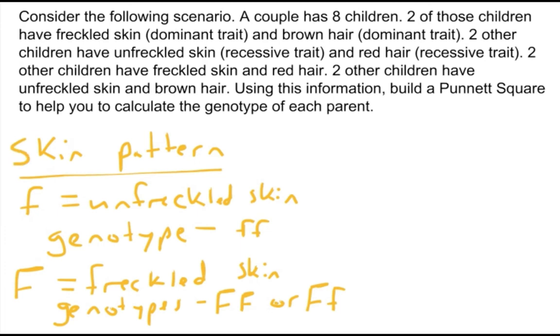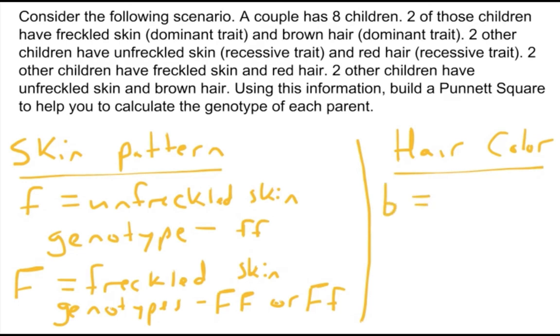Now, let's take a look at the second trait, hair color. The same rules apply, but in this case, I will represent the recessive allele, which is red hair, with a lowercase b, and the dominant allele, which is brown hair, with an uppercase B.